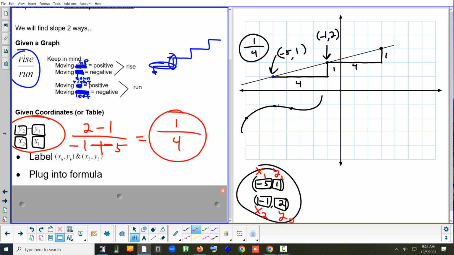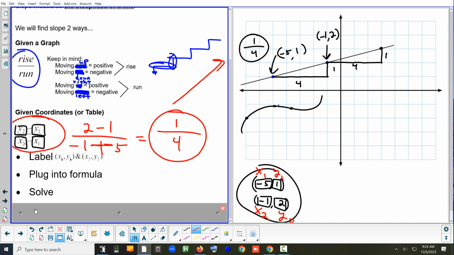What did we get for the slope when we counted on the graph? 1/4. We got the same thing. Okay. So whether you have a graph and you can count how many over and up, or you have 2 coordinates and you plug them into the formula, you're going to get the same thing. It's just a little bit more work with the formula because you have to do the arithmetic out rather than just counting. Okay, so you label your coordinates, you plug them into the formula, and then you solve it. Solve really means simplify. Do the arithmetic.